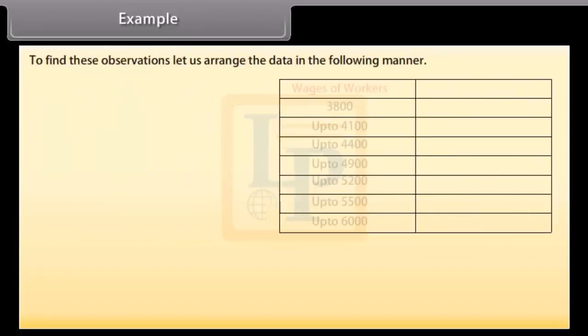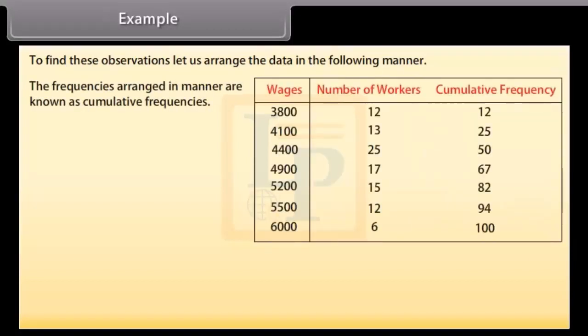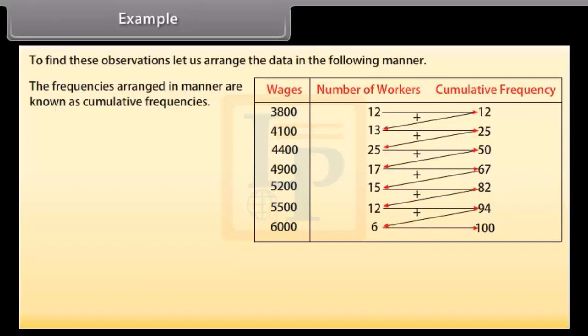To find these observations, let us arrange the data in the following manner. In this, we have written the total number of workers who are taking wage up to 3800, up to 4100, up to 4400, up to 4900, up to 5200, up to 5500, up to 6000. The frequencies arranged in above manner are known as cumulative frequencies. The table shown tells you how to calculate cumulative frequency column quickly. So, the 50th observation is 4400 and 51st observation is 4900.